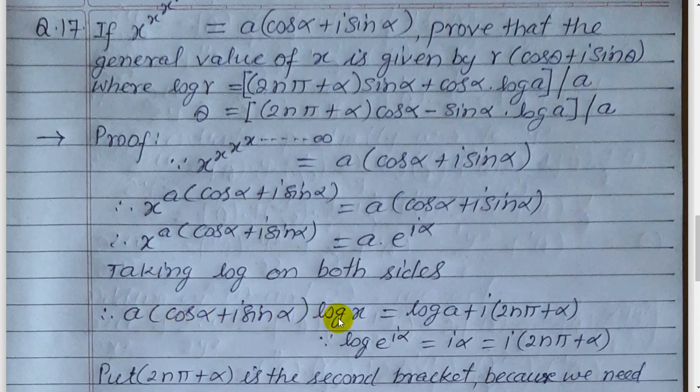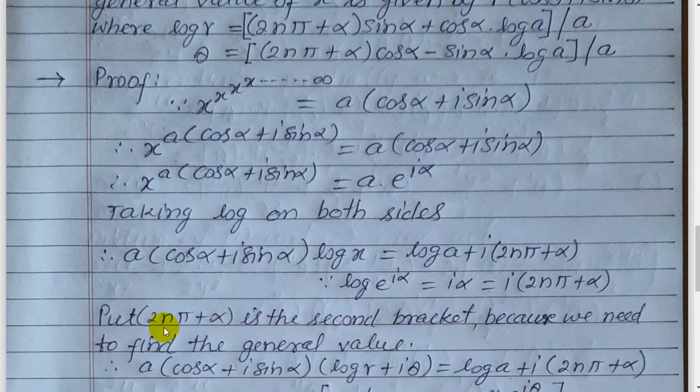So (a cos alpha plus i sin alpha) into log x equals log of a plus i into (2n pi plus alpha), because log e raised to i alpha is actually log a plus log e raised to i alpha, but log e raised to i alpha becomes i alpha, because log e equals 1. It can be expressed as i into (2n pi plus alpha).